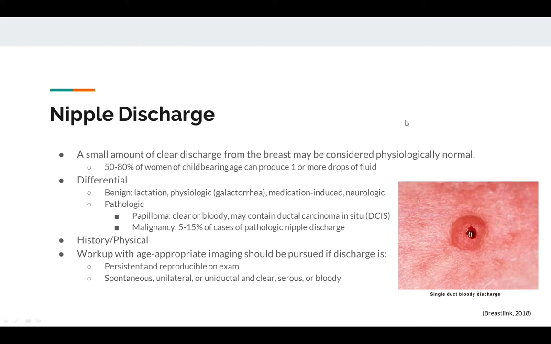Okay, nipple discharge. We're not going to go too deeply into this because it is well covered within that podcast. Keep in mind that it is normal and common for a very small amount of clear discharge to come from the breast. We get more concerned if the breast discharge is milky and inappropriate or if it is bloody.